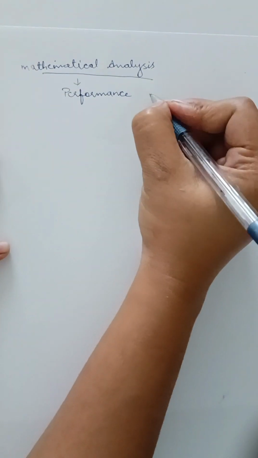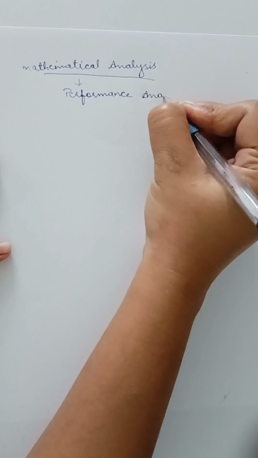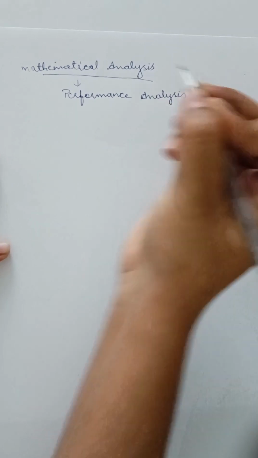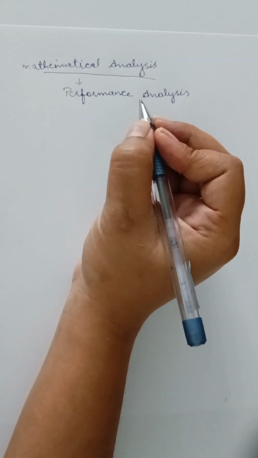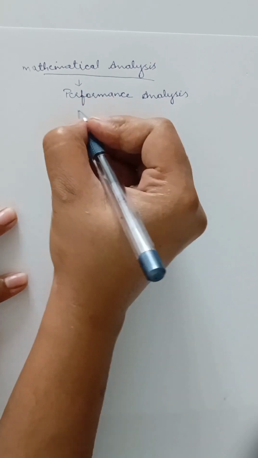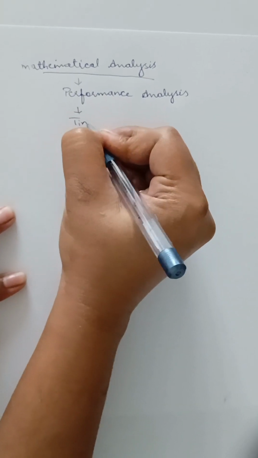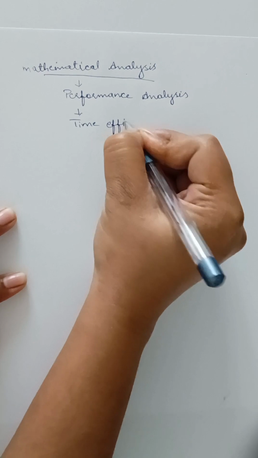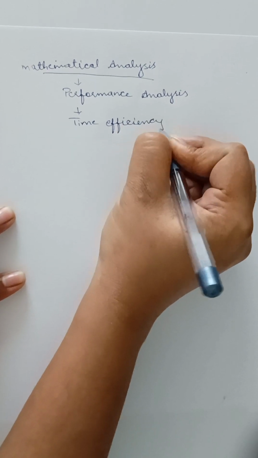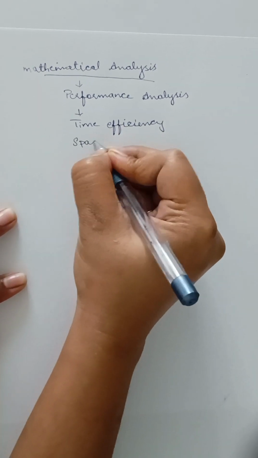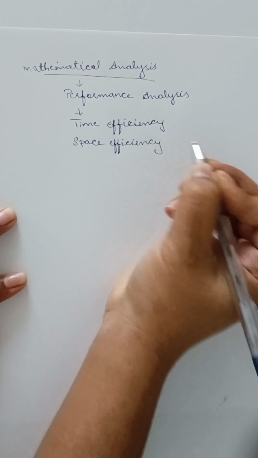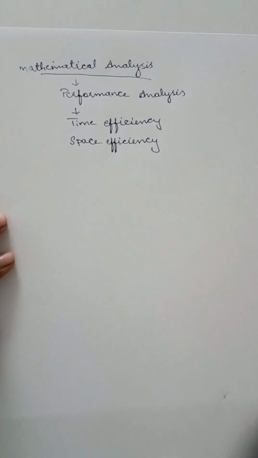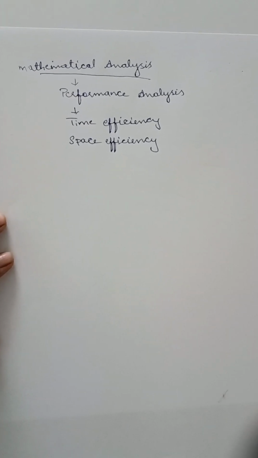In general, the performance of any program or algorithm means we'll be having just two things. First one is the time efficiency and second one is the space efficiency. Time efficiency and space efficiency are called performance analysis, by using the time and the space, how much space the algorithm is taking. By these two things, we'll analyze the performance of the algorithm.